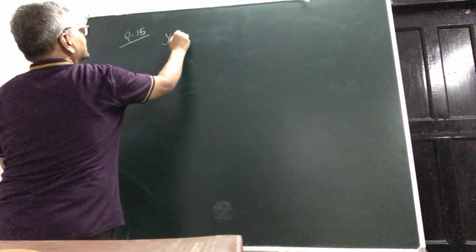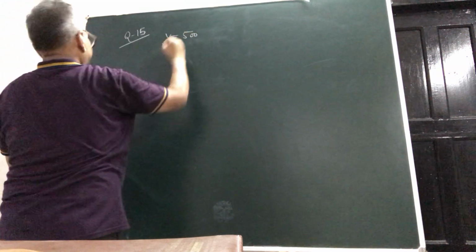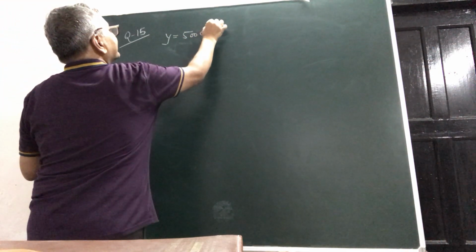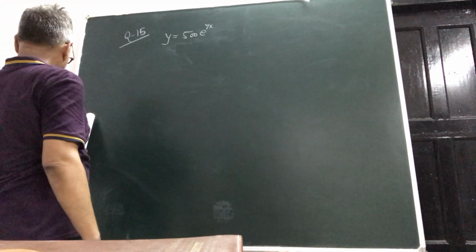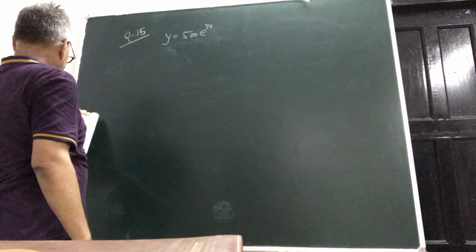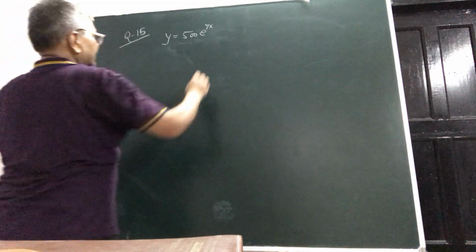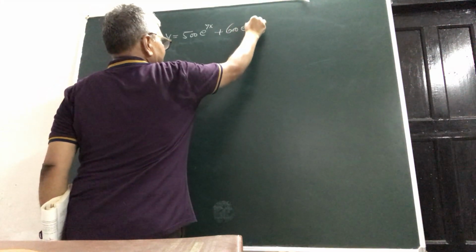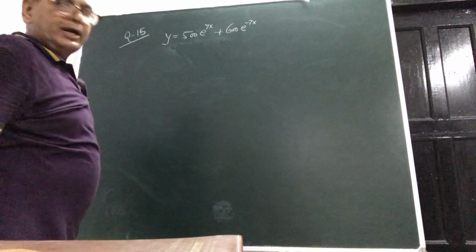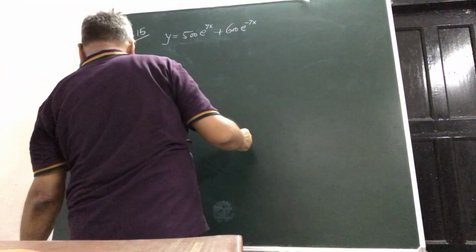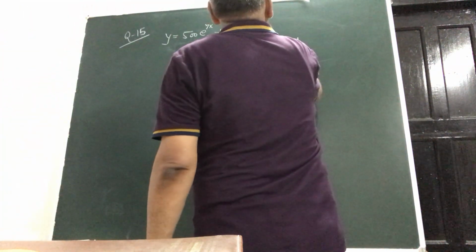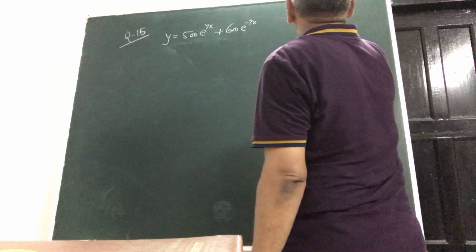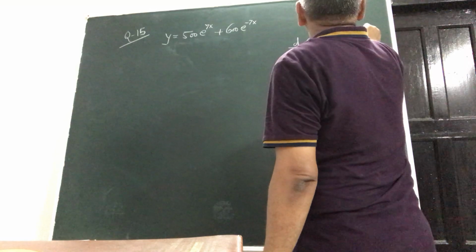y is equal to 500 e raised to power 7x plus 600 e to power minus 7x. Remember students, whenever you have the derivative of e to power mx, d by dx of e raised to power mx, then remember it is always m into e raised to power mx.